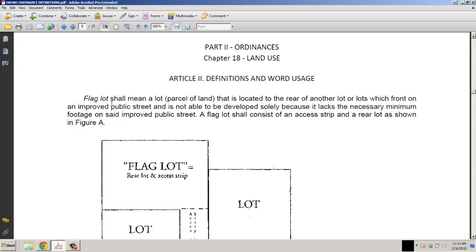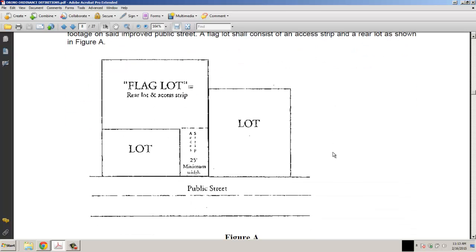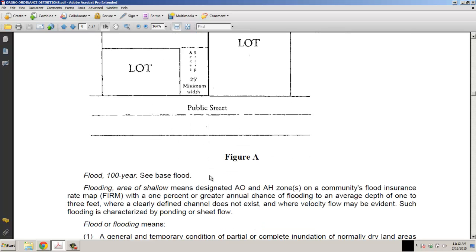A flag lot, for instance, shall mean a lot, parcel of land that is located to the rear of another lot or lots which front on an improved public street and is not able to be developed solely because it lacks the necessary minimum footage on said improved public street. A flag lot shall consist of an access strip and a rear lot as shown in Figure A. So this is your access strip, 25-foot minimum width, to a flag lot, meaning it's landlocked, it has access to the public street, but it's not wide enough to put a public street access in there because of setbacks.